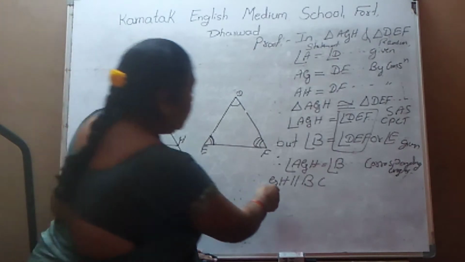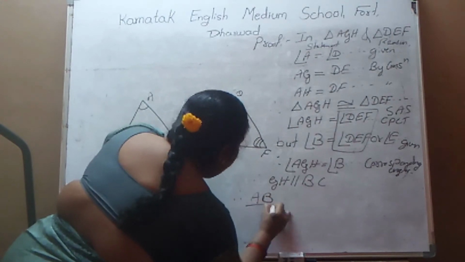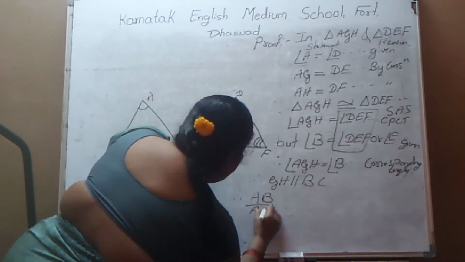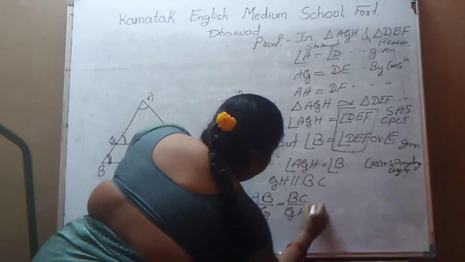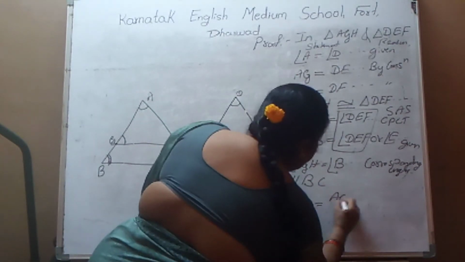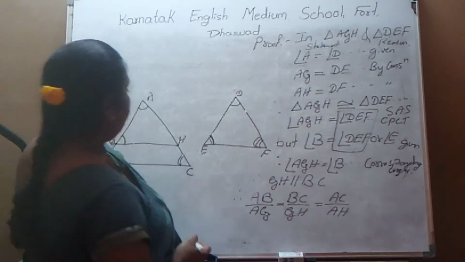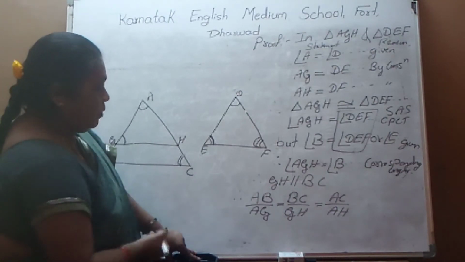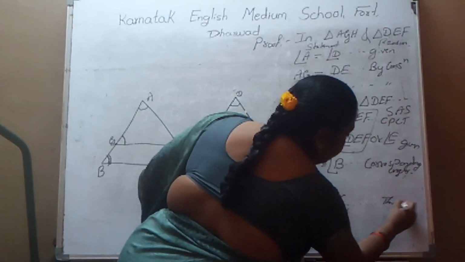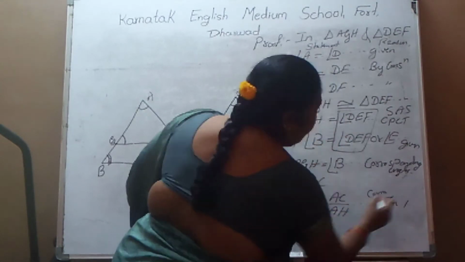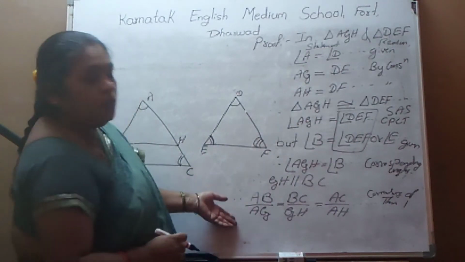If GH is parallel to BC, therefore AB upon AG is equal to BC upon GH is equal to AC upon AH, because of the corollary of theorem number 1, the corollary of the BPT theorem. You already proved this.